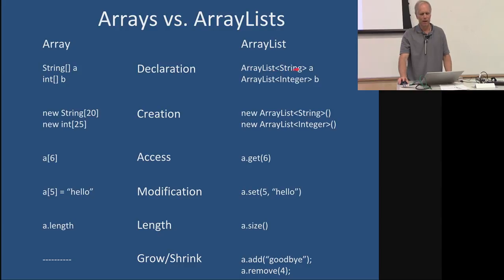We'll learn more about these angle brackets later, but that's how you declare an array list of strings. Now, to make matters worse, if you want an array list of ints, you have to spell int as capital I-N-T-E-G-E-R. For right now, I don't want to explain why, except that the thing in angle brackets has to be a reference type. It can't be a primitive. So if you want an array of ints, you have to say Integer.